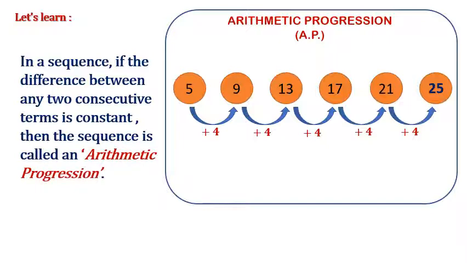In an arithmetic progression, the first term T1 is denoted by the small letter a, and the difference between any two consecutive terms is called the common difference, denoted by the letter d.